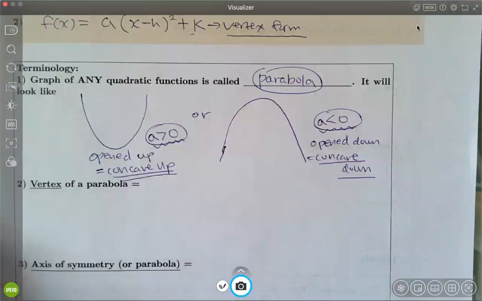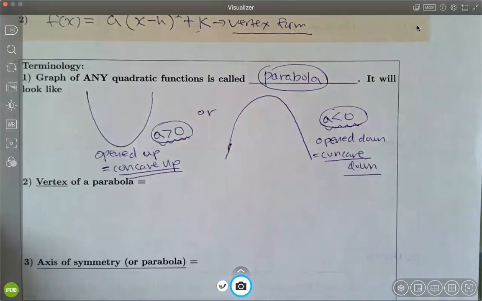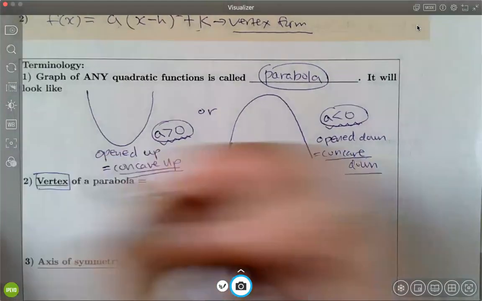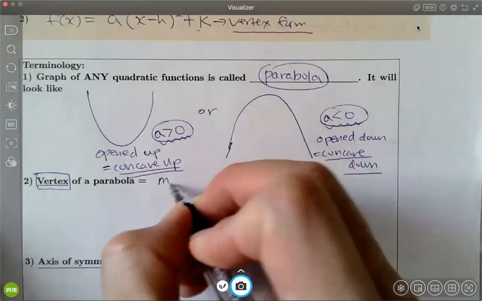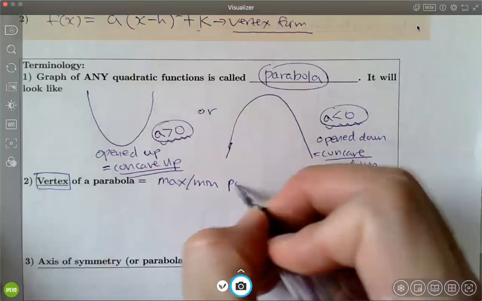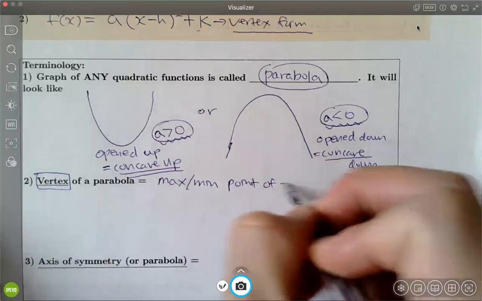Okay, and now the second definition, vertex of a parabola. So vertex means either the maximum or minimum point of the parabola.